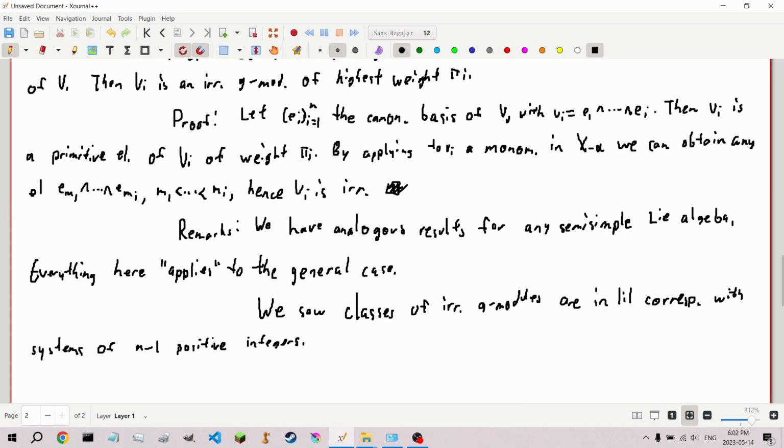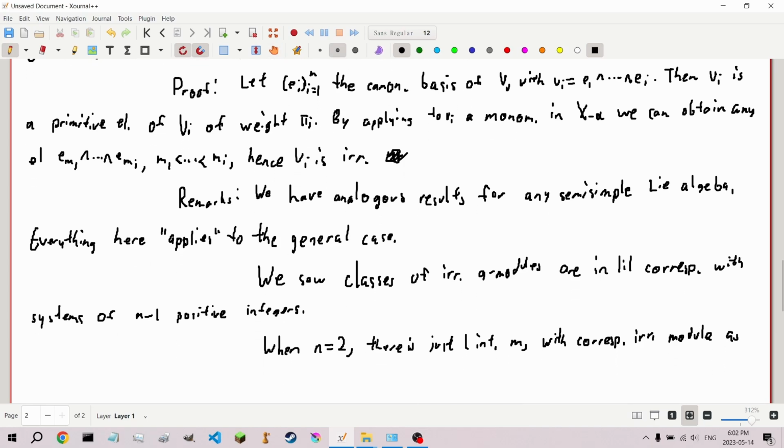And one final remark is in the two-dimensional case, which we are largely interested in, there is just one integer m with its corresponding irreducible module as the m-th symmetric power of V, being the square of our base field.